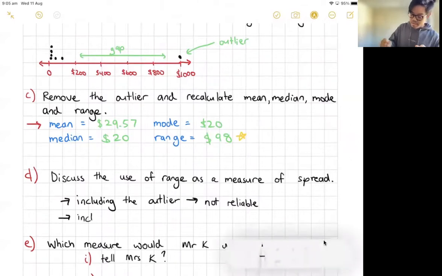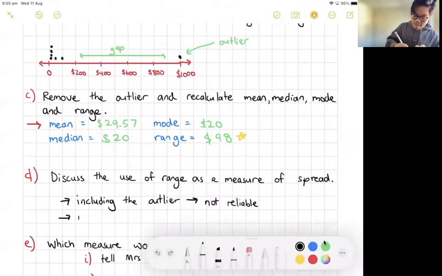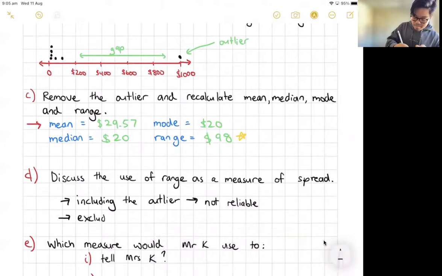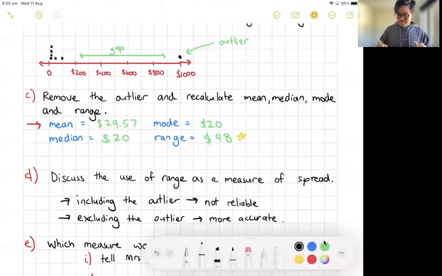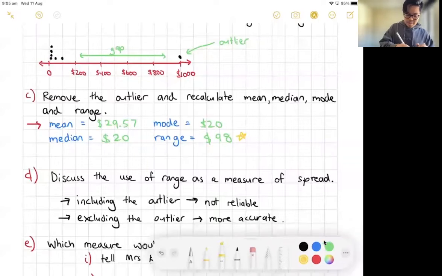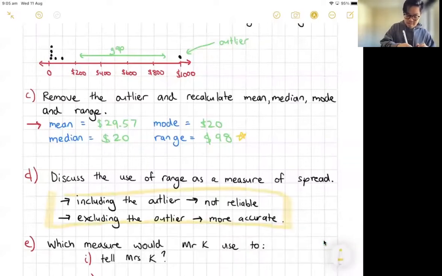But if it's excluding the outlier, then it's more accurate. Yeah, it's a more accurate measure. I hope that is making some sense. If this isn't making sense, take some time to think about it, see if it makes sense to you, because now is the part where we kind of have to use our brains.